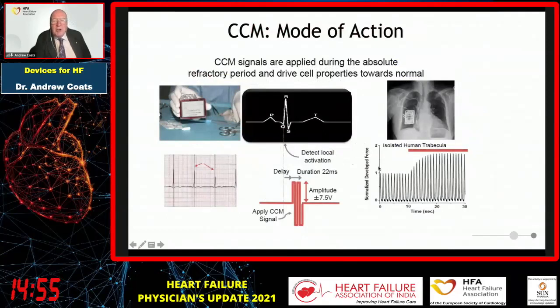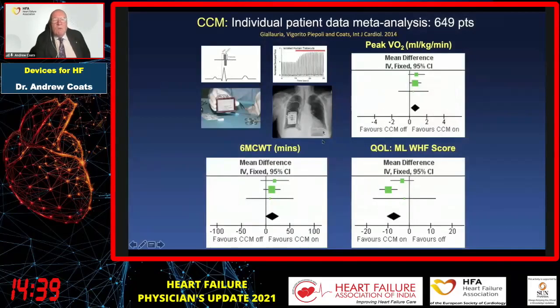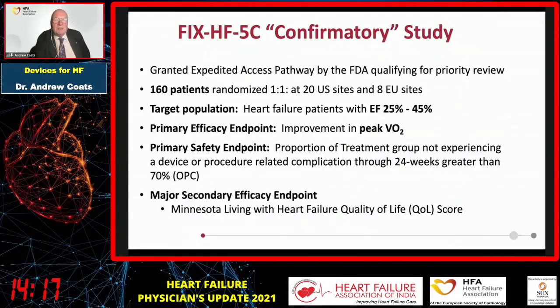The mode of action is shown there, and for isolated human trabeculae, myocytes, we see that rapid, very early, within seconds, increase in cardiac contractility, and placed in the chest it is rather like a conventional pacemaker device. We performed an individual patient data meta-analysis some years ago now and showed that, of all the randomized trials of this device, and of course with a single manufacturer, we know that we can get every patient, we saw a significant increase in peak VO2 of 0.8 mL per kilogram per minute, an increase in 6-minute corridor walk test, and an improvement in the Minnesota Living with Heart Failure questionnaire.